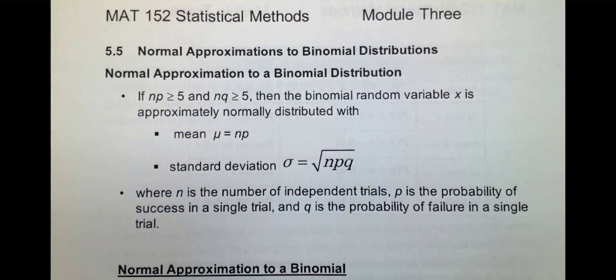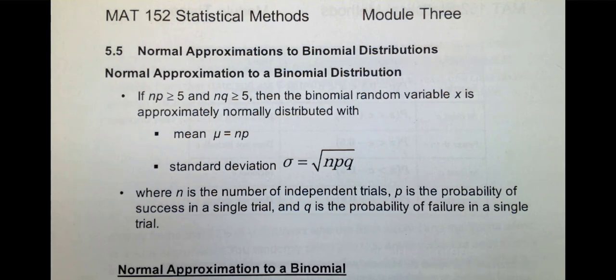5.5 Normal approximations to binomial distributions. So in this section, we're going to be taking a discrete problem, converting it to a binomial problem, and turning it into a normal problem.